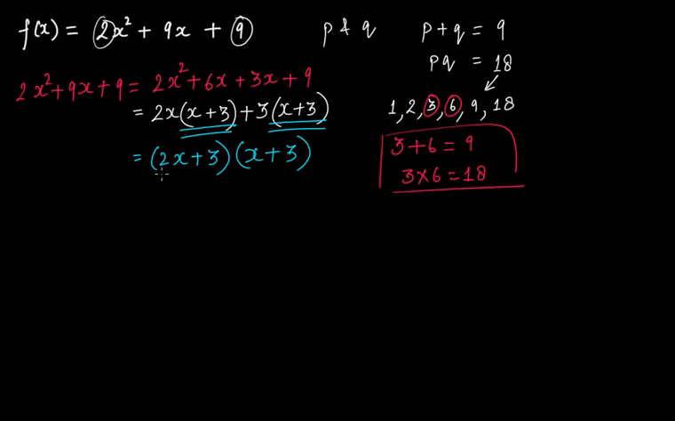So again, you have expressed this polynomial into its factors, that is, you have factorized this polynomial by splitting its middle term. And how did we do this? By splitting 9x as 6x plus 3x. Why 6x plus 3x? Because 6 plus 3 is equal to 9, and 6 multiplied by 3 is equal to 18, that is equal to 9 multiplied by 2. So this is about factorizing a polynomial by splitting its middle term.